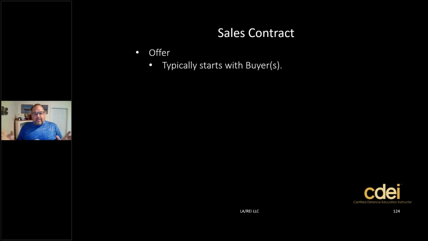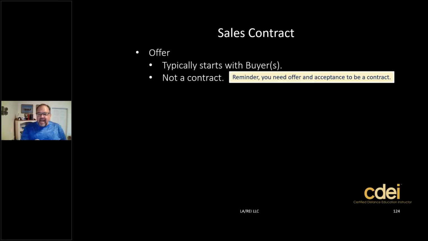You go look at property, you're a buyer's agent, you go look at property with a buyer, they like it, and they say, look, we want to put in a contract for this house. Now, it starts out as an offer because you have to have offer and acceptance. So it's not a contract, but remember, you got to have offer and acceptance for that to become a contract, binding and enforceable in a court of law.